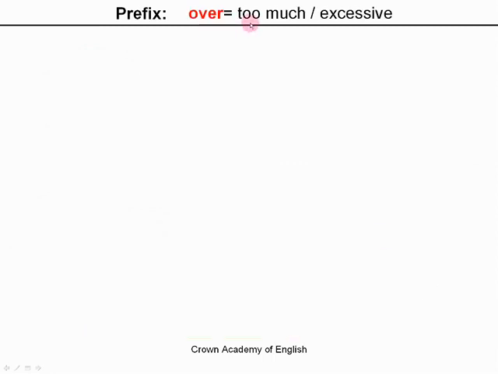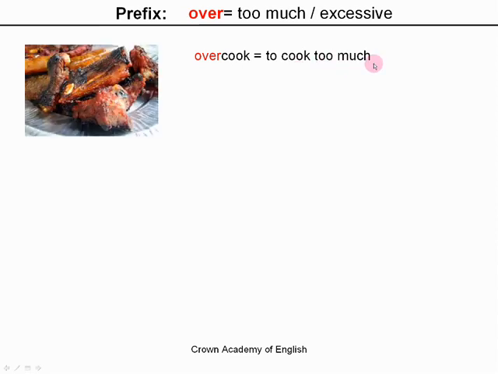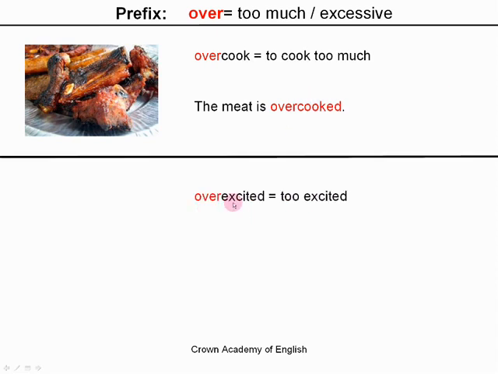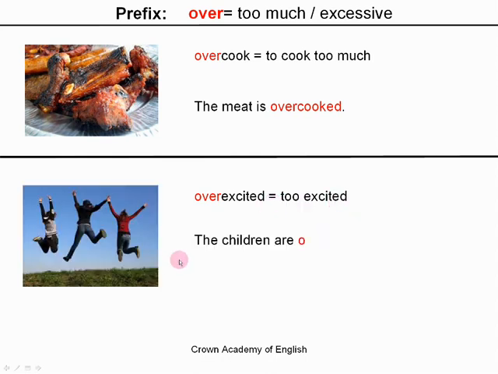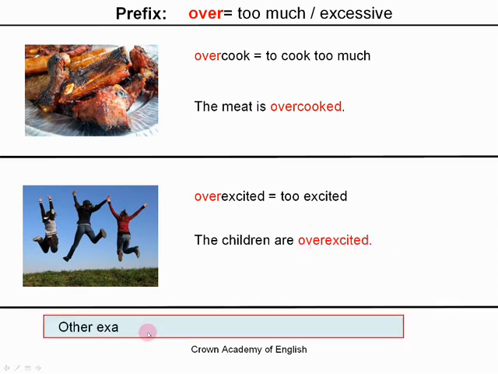Over, it means too much or something excessive. To overcook means to cook too much. The meat is overcooked. Overexcited, too excited. The children are overexcited. Other examples: to overcharge, overconfident, overrated.